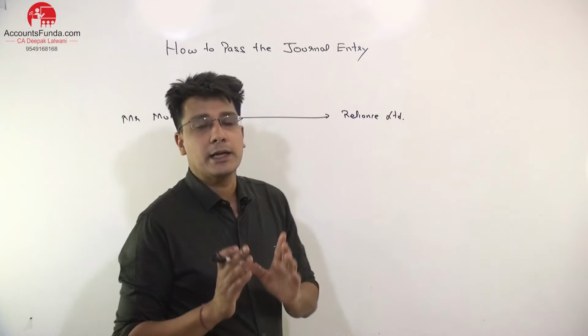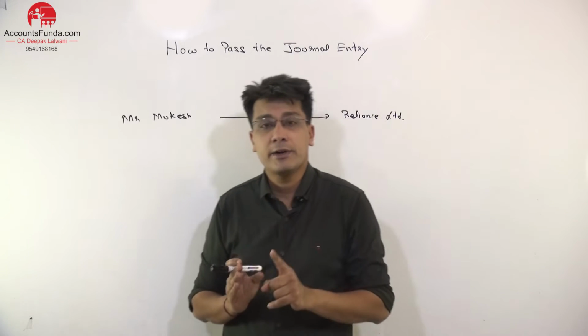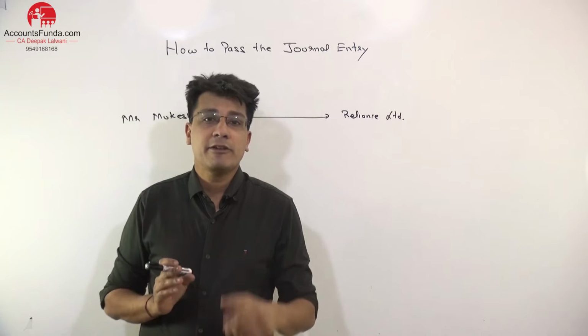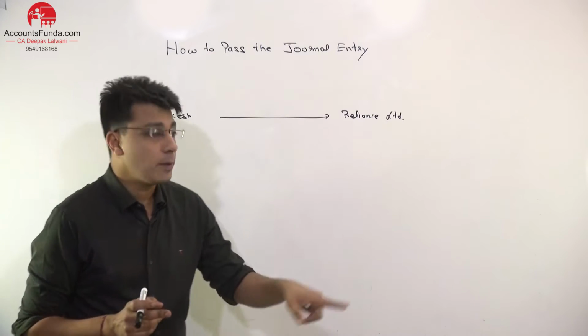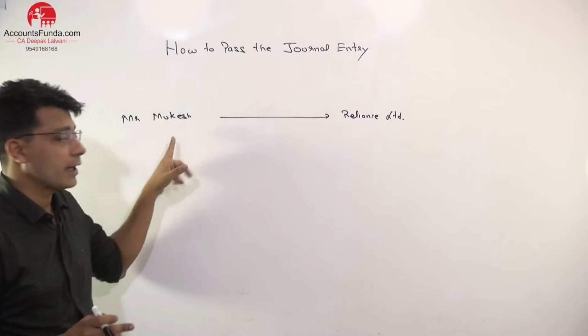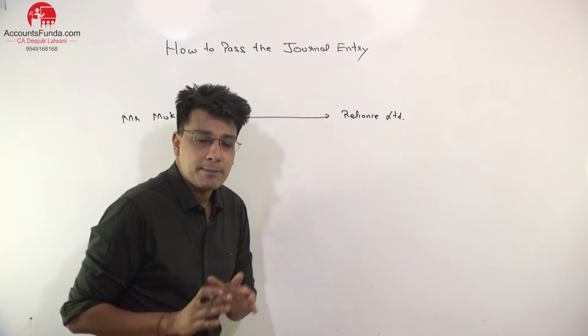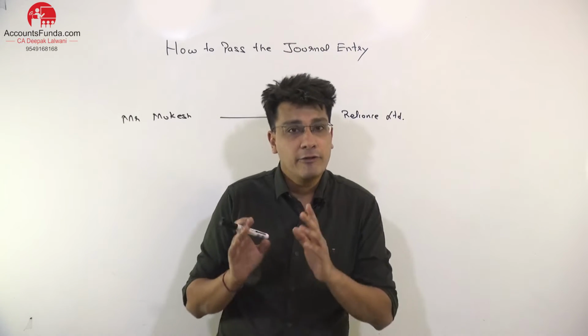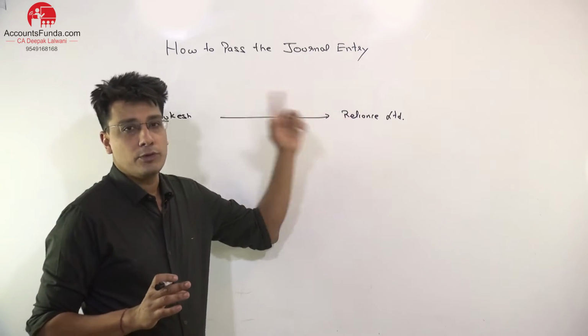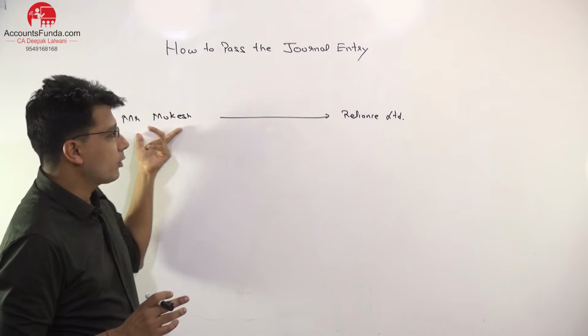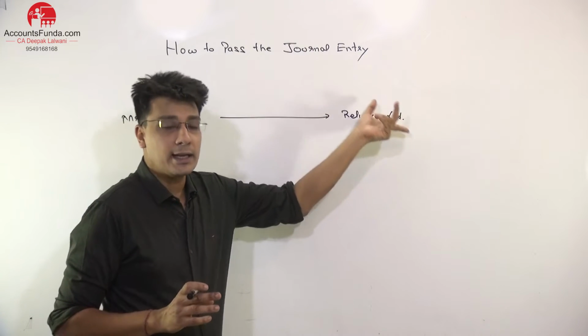So the first step in how to pass the journal entry will be, first you need to identify for which entity you are making an account. You are making an account for Reliance or for Mukesh. In accounts, 99% of the problems which you will get will be from the business point of view. Now, I'm giving you an example: Mr. Mukesh started a business called Reliance Limited.